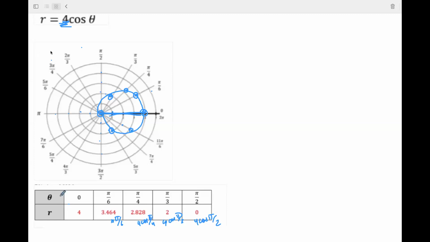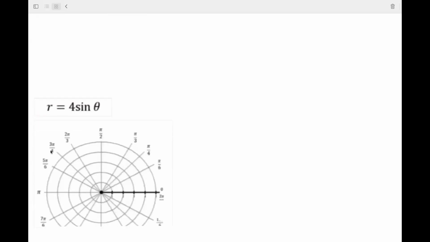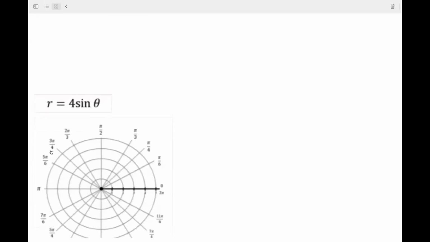Now let's go ahead and do, this is what we discussed last week, right? Any questions on this? Okay, how about 4 sin theta? Same thing you'll do. In the sense, for 4 sin theta, you should have a table. Let me see if I have a table ready. I'll give it to you.